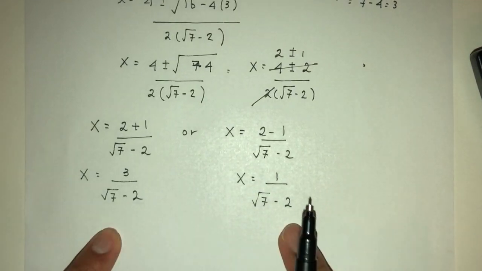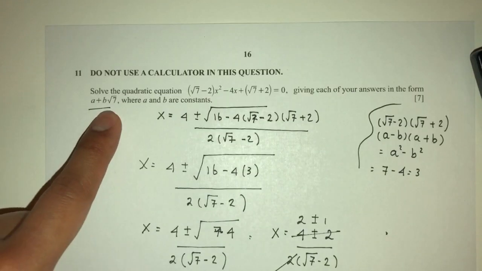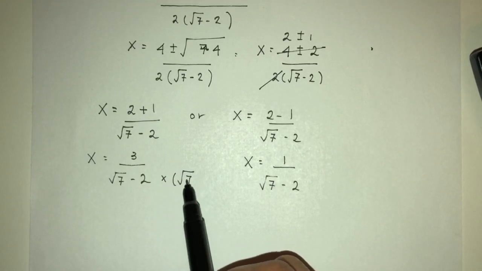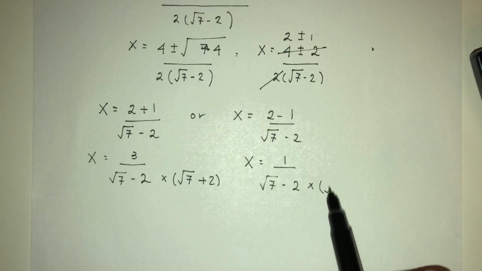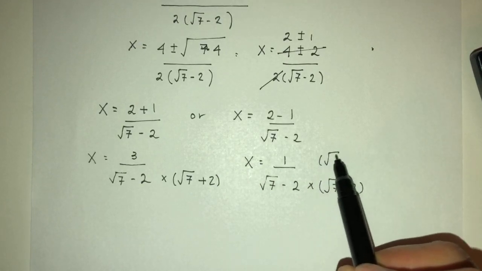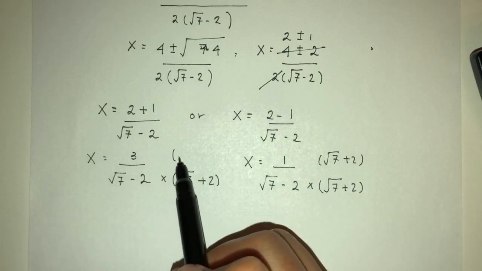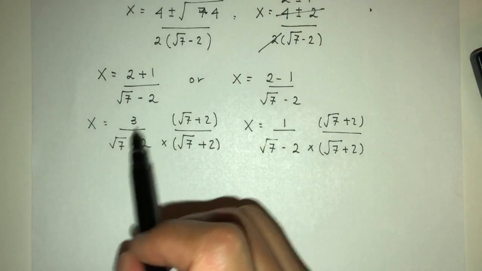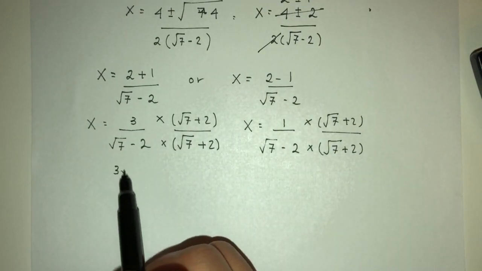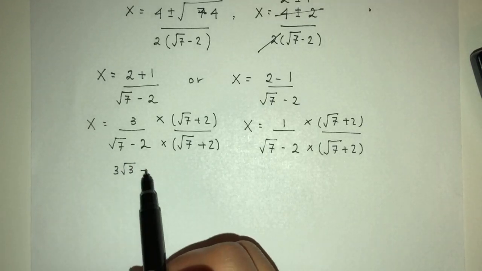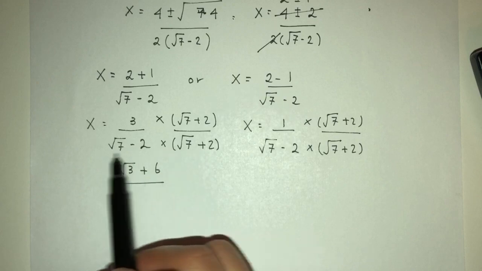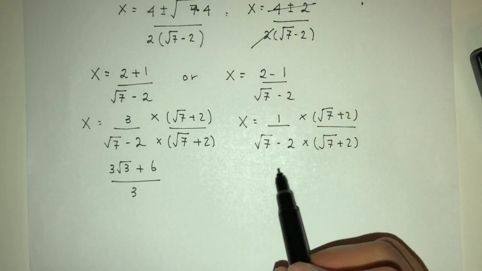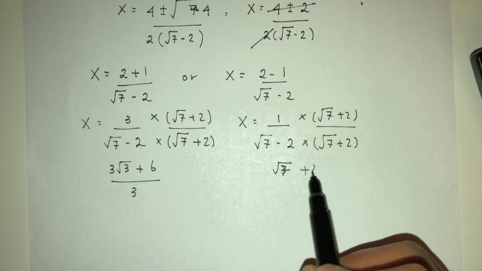So now we have to simplify, because you want to be expressing this in this form. So we have to multiply top and bottom by their conjugate. So you can multiply by root 7 plus 2 on the top and on the bottom as well. Let's see what we get. So you will have 3 root 7 plus 6 over, as you have seen from part 1, this should give you 3, so divide by 3. This will be root 7 plus 2 over 3.